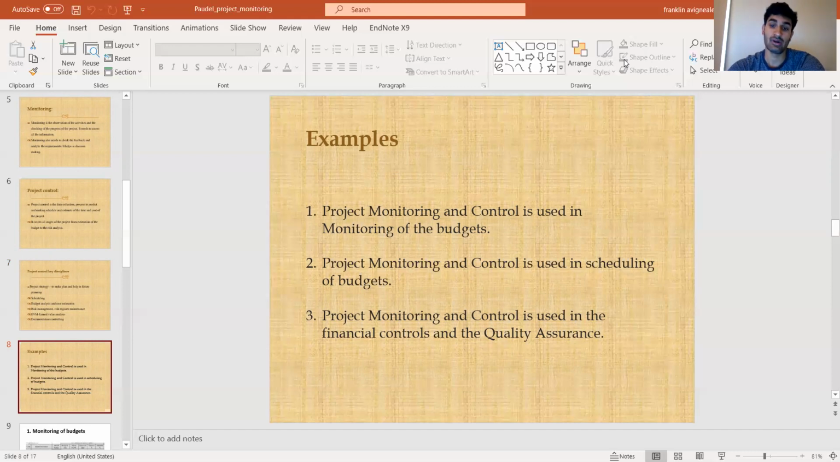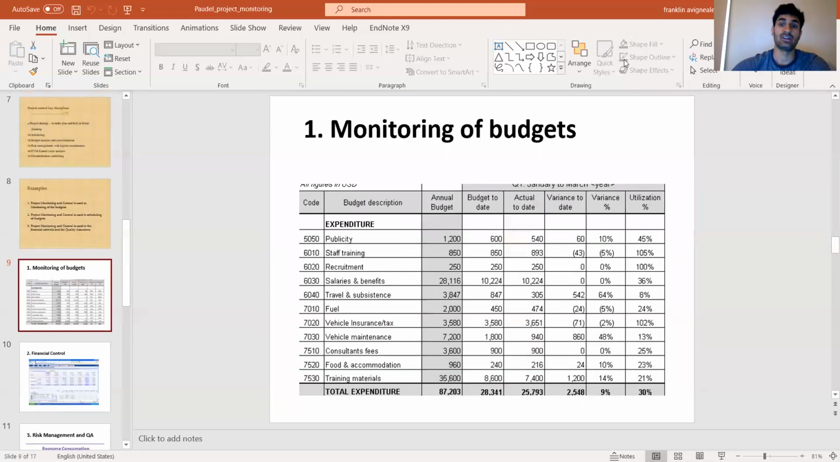The third one is about quality assurance, financial control, and also risk management analysis. The first one is monitoring of budgets. Here you can have a look: publicity, annual budget 1200, staff training, recruitment, salaries and benefits, travel and subsistence, fuel, vehicle insurance, training materials, food and accommodation, consultants' fees. These are the sectors where the budget has been allocated.